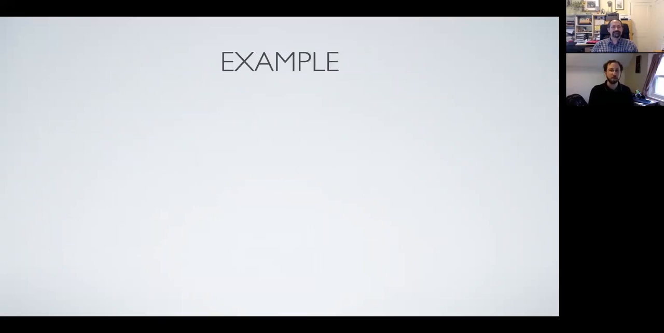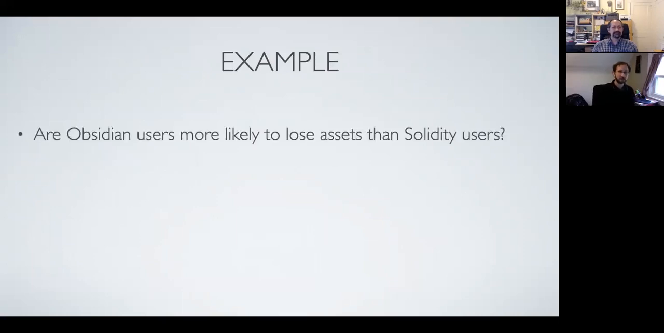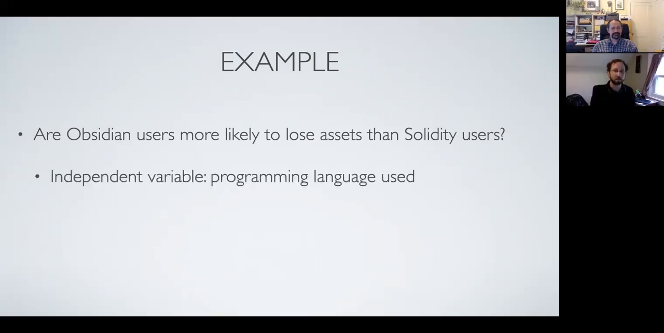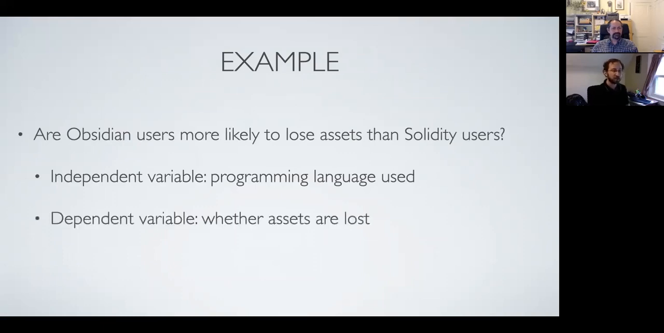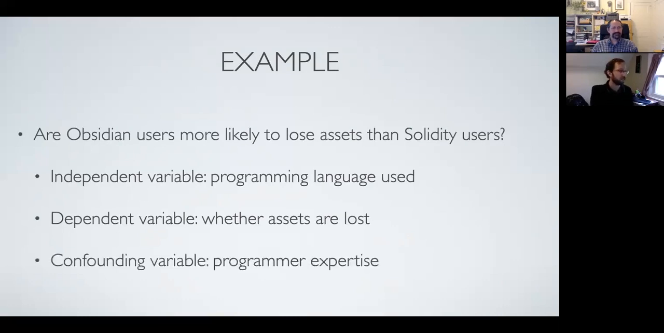So for example, we built this language Obsidian, we were comparing it to a language Solidity, and we wanted to know, are Obsidian users more likely to insert a particular kind of bug, asset loss, in which they lost things of value like virtual currency? Are they more likely to do that than Solidity users? So the independent variable is the programming language used. We could assign people to use a particular programming language. And then we measured whether assets were lost based on looking at the code and determining whether that particular kind of bug was present. But then a confounding variable is programmer expertise, right?